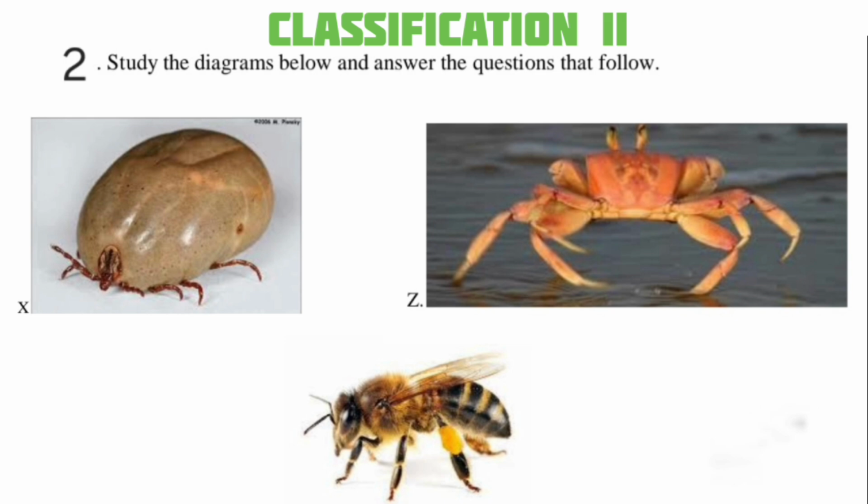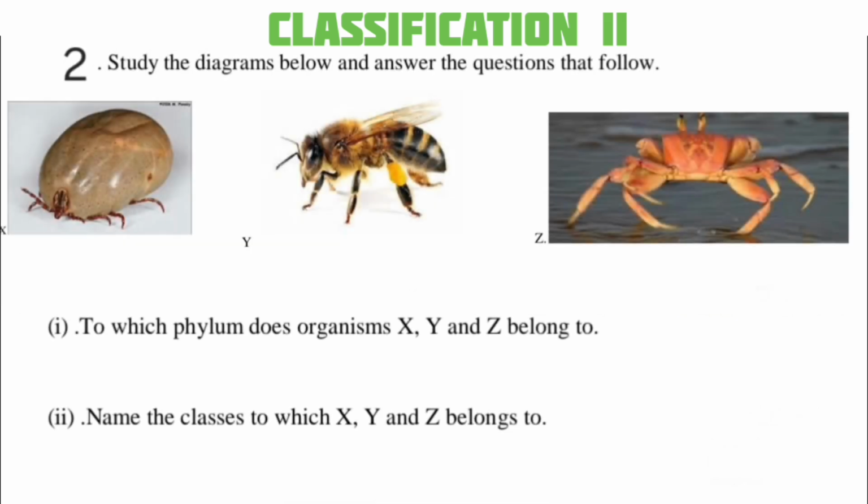Number 1, they are all covered by an exoskeleton. Number 2, their bodies are segmented, okay? They're divided into segments. And number 3, they have appendages that are jointed. Now, this is very visible with organism Z. Look at that crab. You can clearly see that the limbs are jointed at points. So all of these are characteristics of animals that belong to phylum Arthropoda.